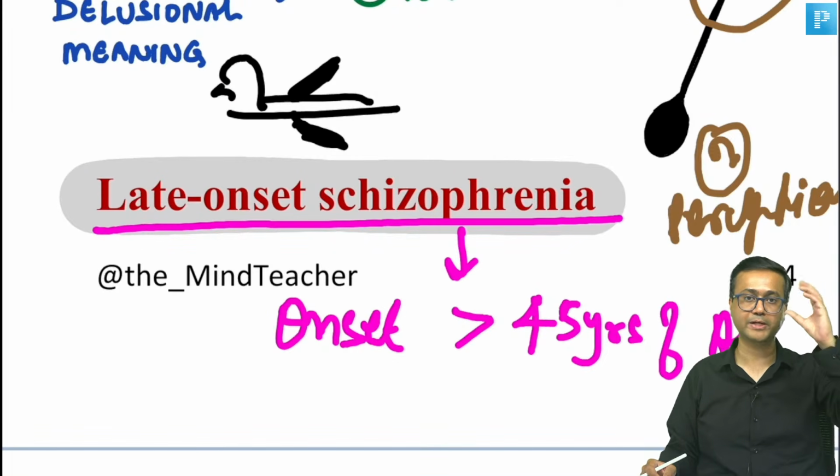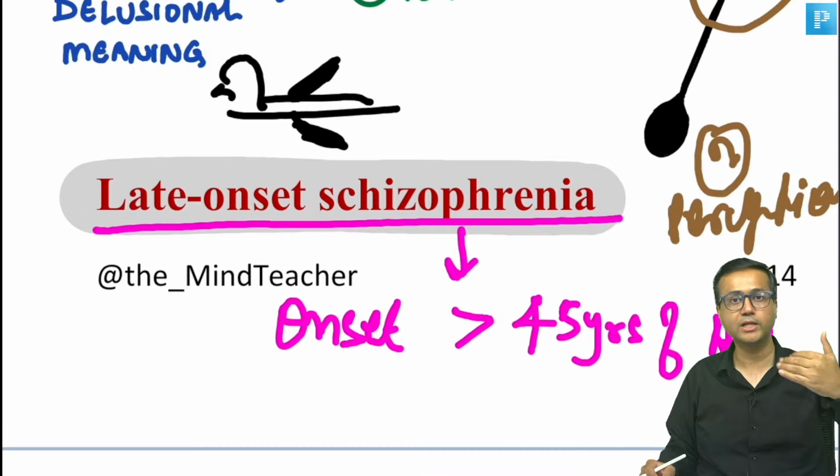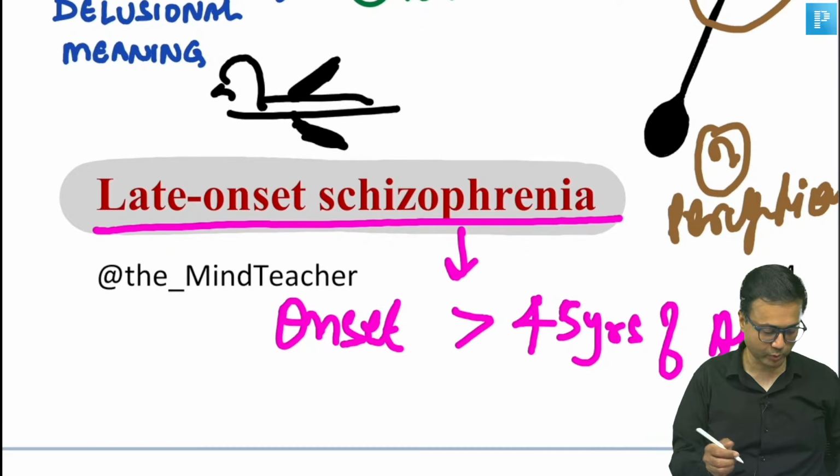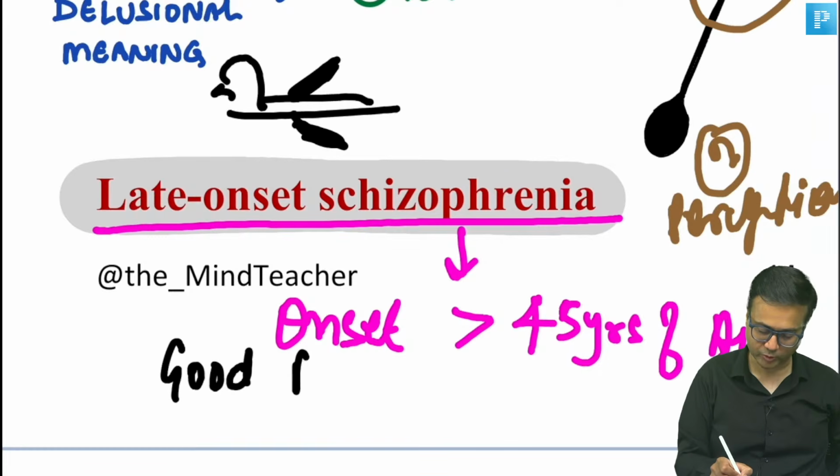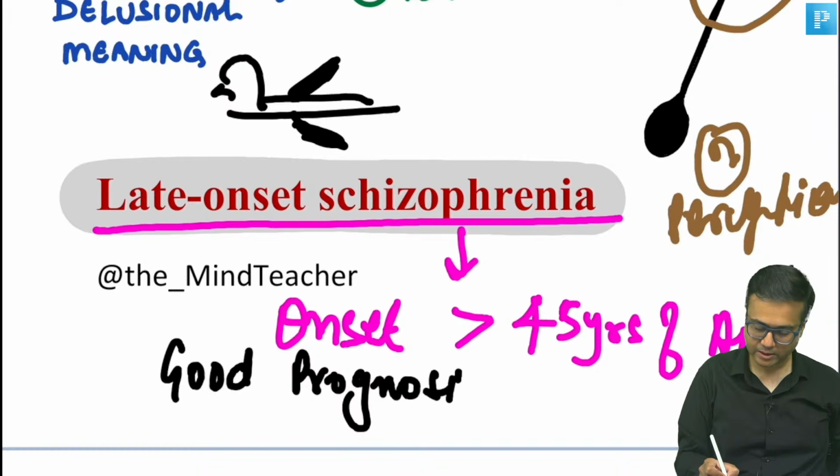And we have discussed this point, beta, in the prognosis. We have discussed that usually late onset schizophrenia has good or bad prognosis, beta? It has good prognosis. Very good.